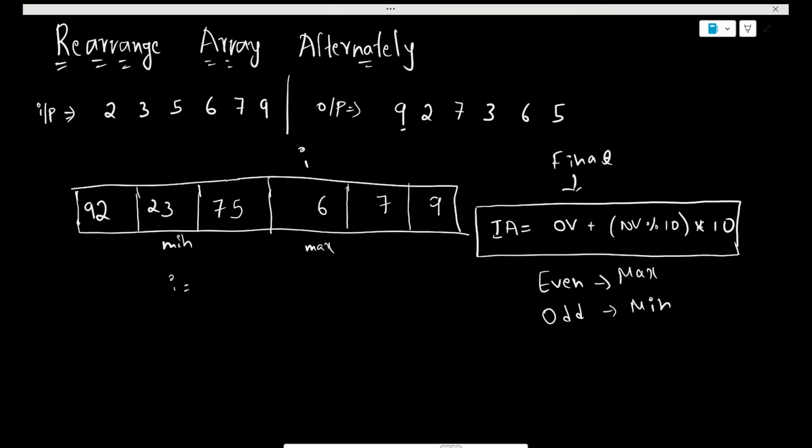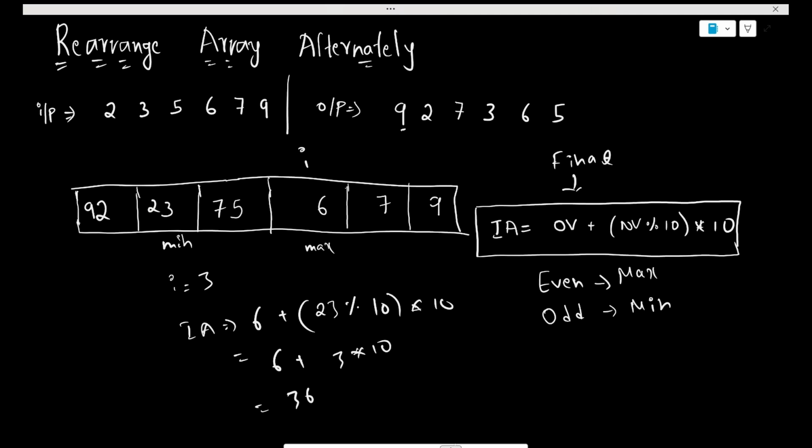Yeah, I is equal to 3, and after that the intermediate answer is the old value 6. Let's find the new value. For I equal to 3, 3 means odd, so we have to take minimum. 23 percentile 10 into 10. That would be 6 plus 3 into 10, 30 plus 6, 36. So update here 36, and after that I increments, and we have used min, so min also increments.